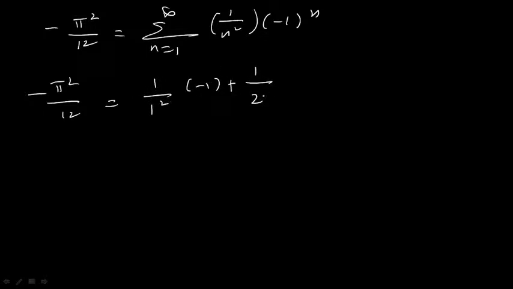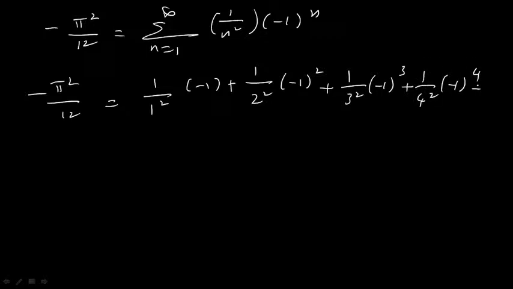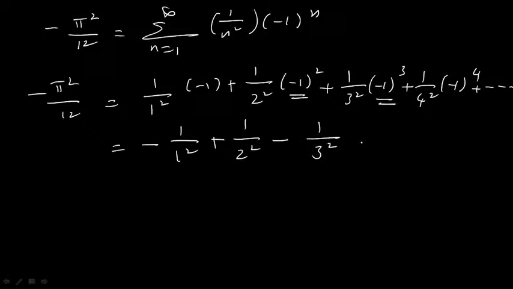Plus 1 by 2 square, here you have minus 1 whole square. Plus 1 by 3 square minus 1 whole cube. Plus 1 by 4 square minus 1 whole power 4 plus etc. So what you get? Minus of 1 by 1 square minus 1 whole square becomes plus 1. So plus 1 by 2 square minus 1 cube is nothing but minus 1 by 3 square minus 1 whole power 1 plus 1 divided by 4 square minus etc.